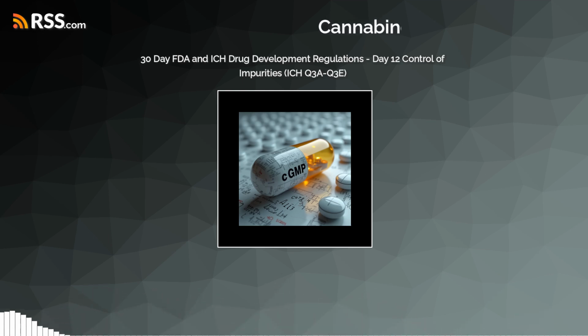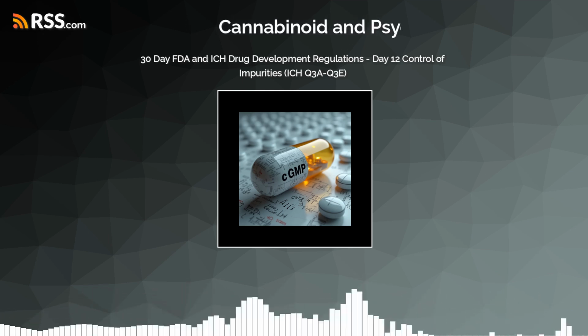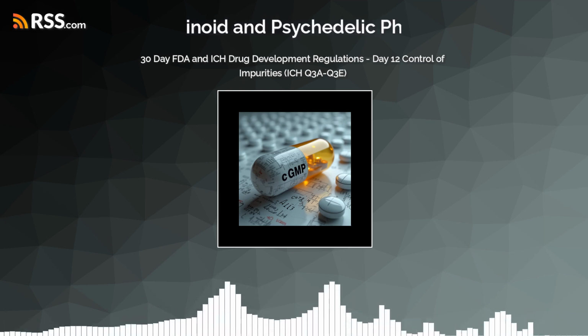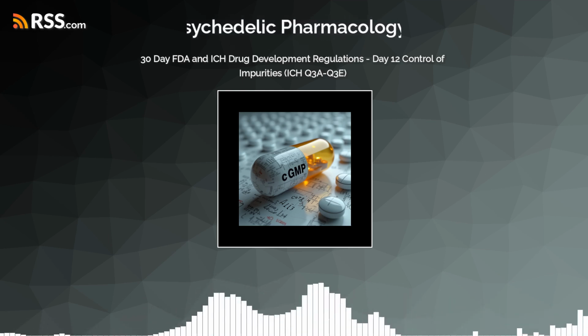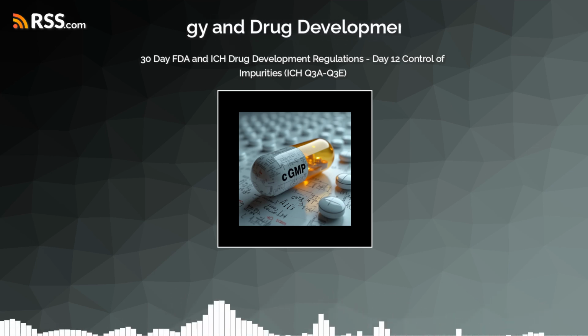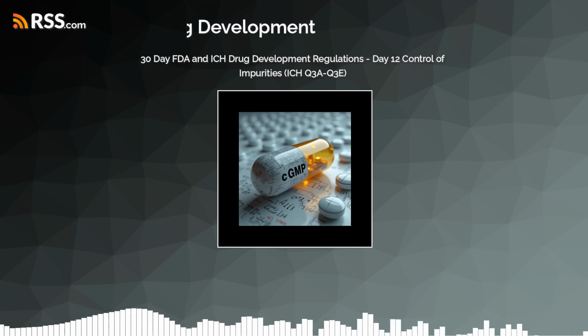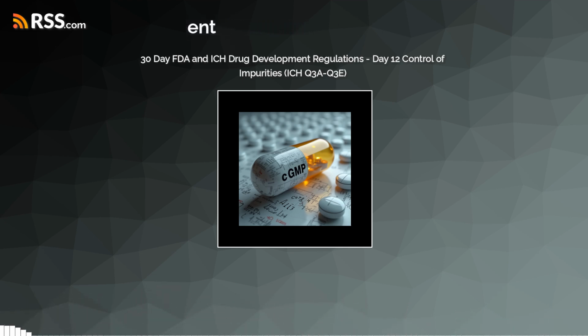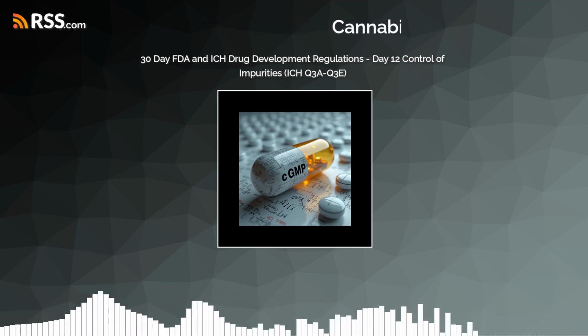Think of it like this. The cells making those proteins, they can make tiny mistakes. And those mistakes lead to, well, variations in the final product. They might have slightly different structures or some kind of modification. So even a tiny difference could affect how the drug works. Wow. How do they even find those variations?